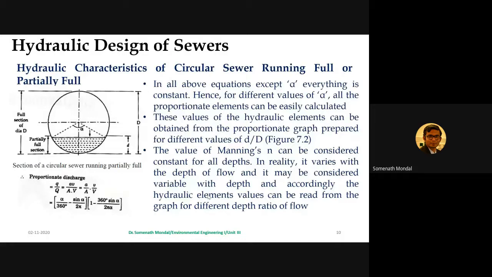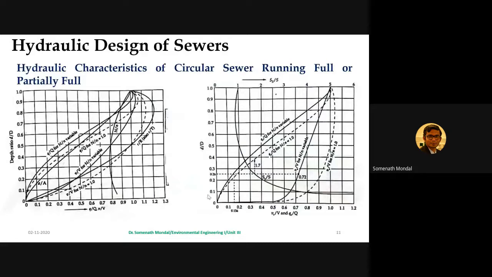Now, here another important point is the value of Manning's n can be considered constant for all the depths here. In reality, it varies with the depth of flow, and it may be considered variable with the depth, and accordingly the hydraulic elements values can be read from the graph for different depth ratio of flow. So this is very important, this depth ratio. So we are going to see what are the different figures which are available over here and need to be considered.